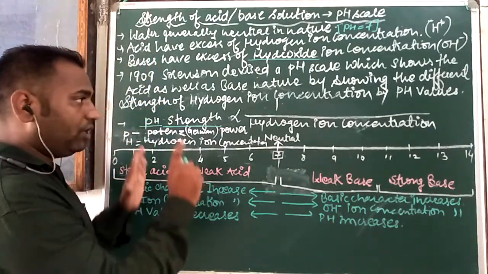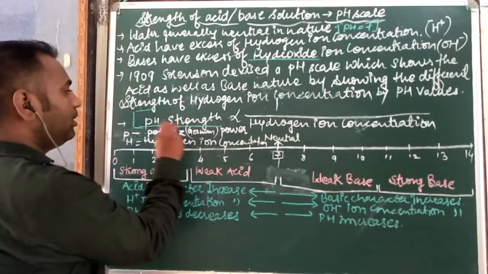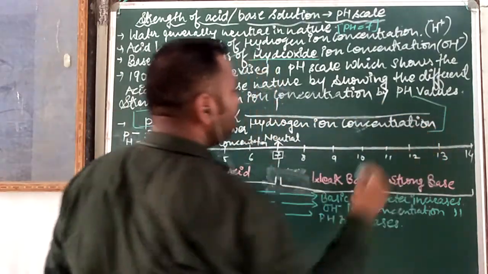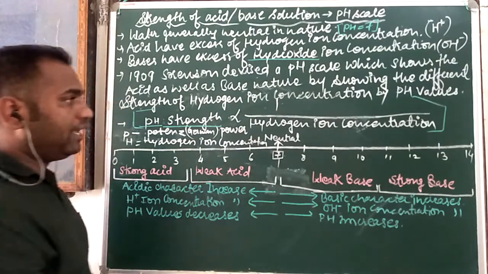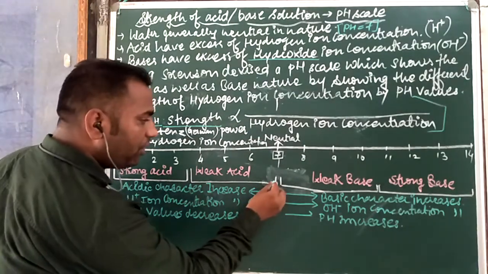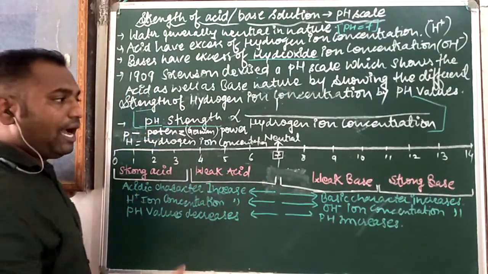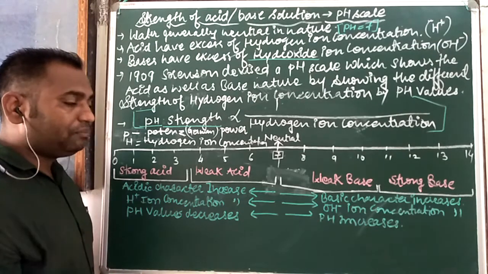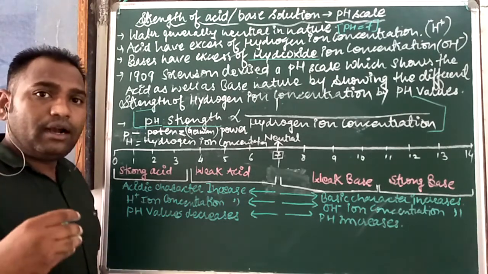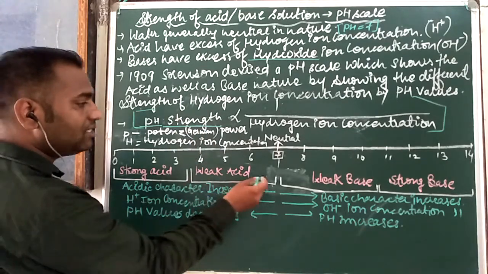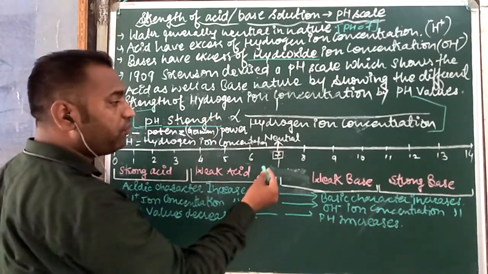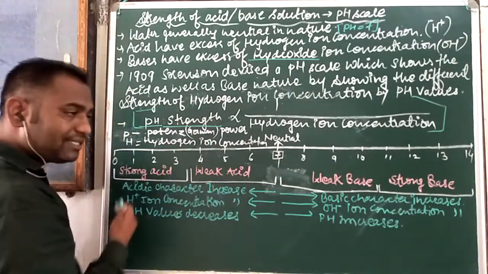What is the meaning of this formula? Look here, from up to here. pH strength is inversely proportional to hydrogen ion concentration. It means when we go from 7 to 0, hydrogen ion concentration is continuously increasing, but the pH value is decreasing, because pH going from 7 to 0 is decreasing.